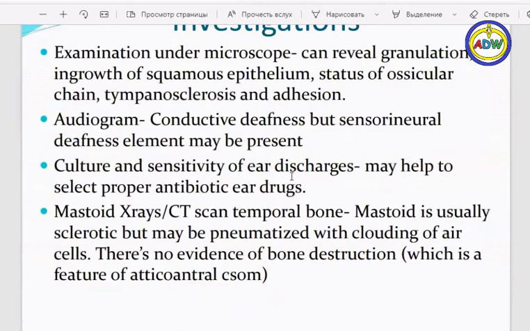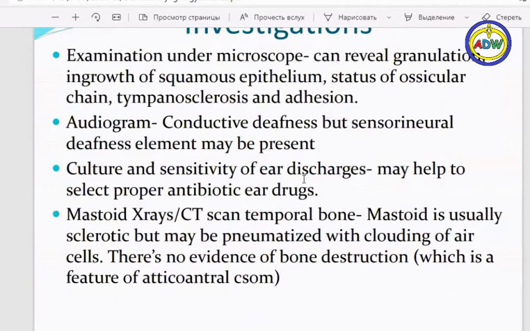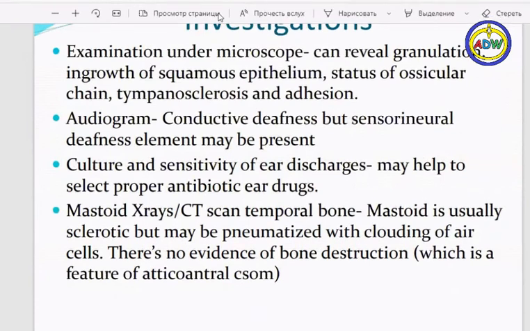We use a microscope. It helps to check the tympanic cavity for granulation, ingrowth of squamous epithelium, and also the status of the ossicular chain, because sometimes the incudostapedial joint mostly lyses, and a sensorineural deafness element may be present.